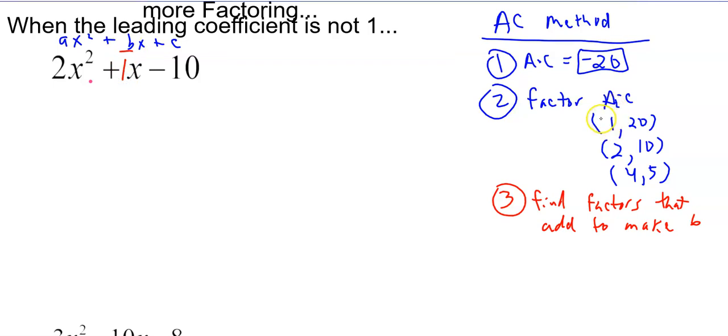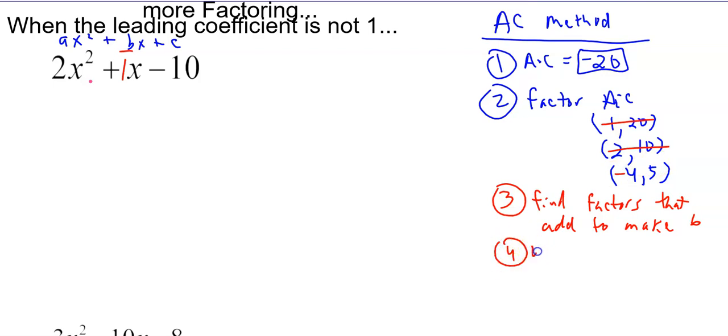1 and 20 could add up to 21 or 19, doesn't work. 12 or 8 if you add or subtract those. But 4 and 5 could work. If it's positive 1, I want the 4 to be negative and the 5 to be positive. So I found my factors there.